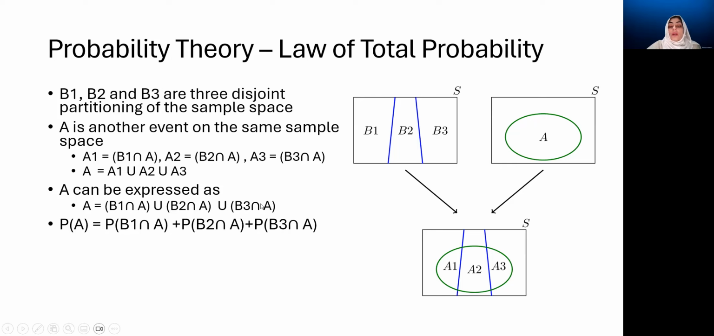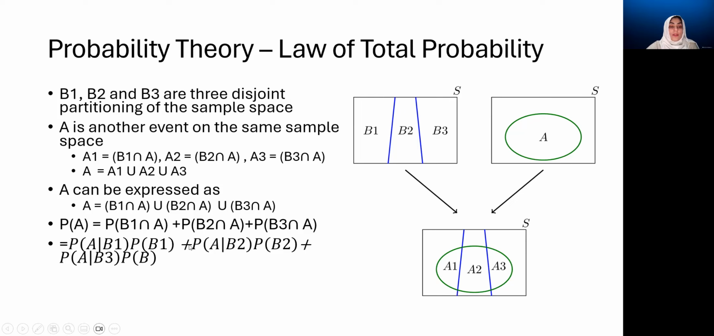Had these been other events, non-disjoint events, then we would have to use the law of addition here, which included a negative element which was to be subtracted from the additive elements also. But since these partitions are disjoint, we can simply add their probabilities together.